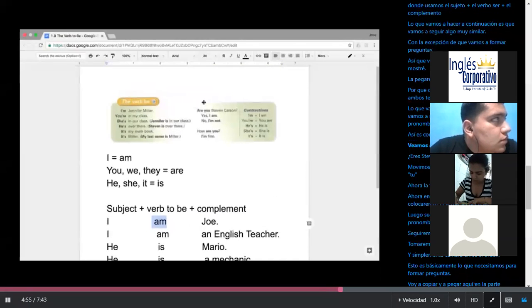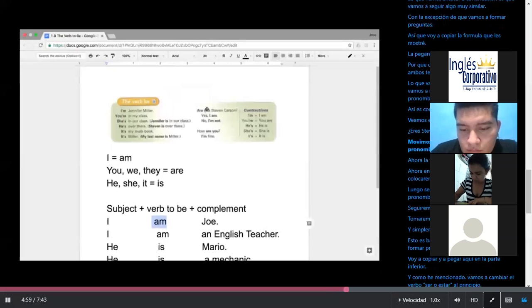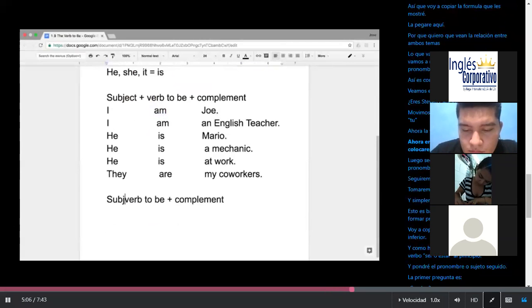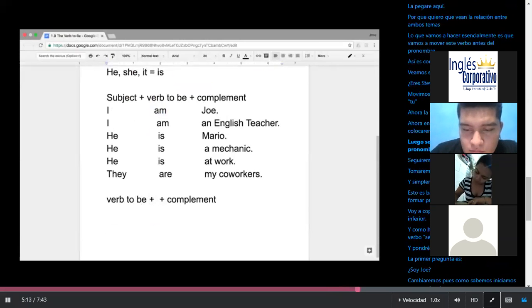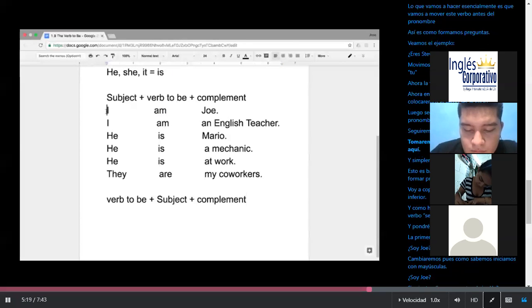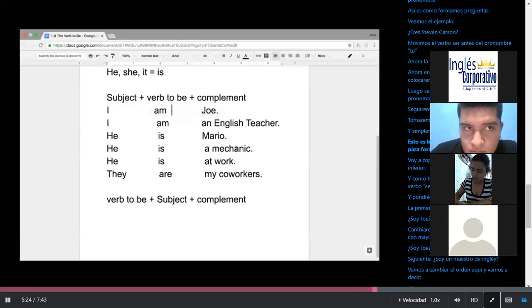So look at the example. Are you Stephen Carson? We move the verb to be before the pronoun you. Okay, so our formula needs to change. Now, instead of the subject at the beginning, we're going to say that it's the verb to be at the beginning. And then we're going to say that it's the subject or the pronoun. Okay, and then it's going to follow some kind of complement. So we're going to take the same examples here and simply change the order. And that's basically how we form questions.